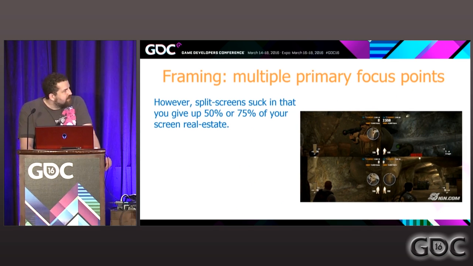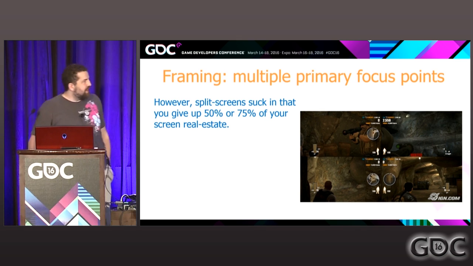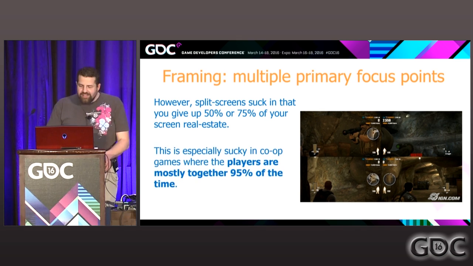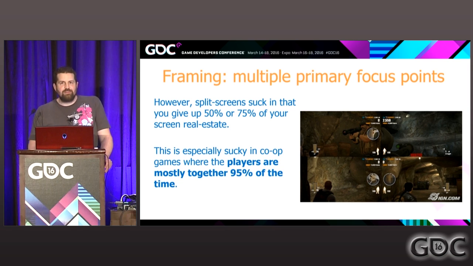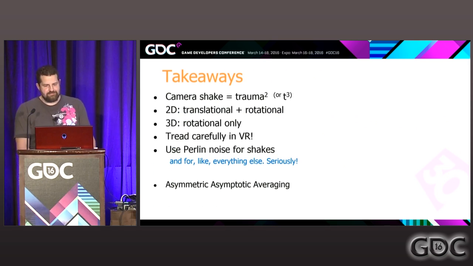But split screen sucks because we're sharing the screen real estate, right? And what's really sucky about that is in a co-op game, 95% of the time, all the players are together. And now we're paying for 75% screen real estate waste. So what can be done about that?